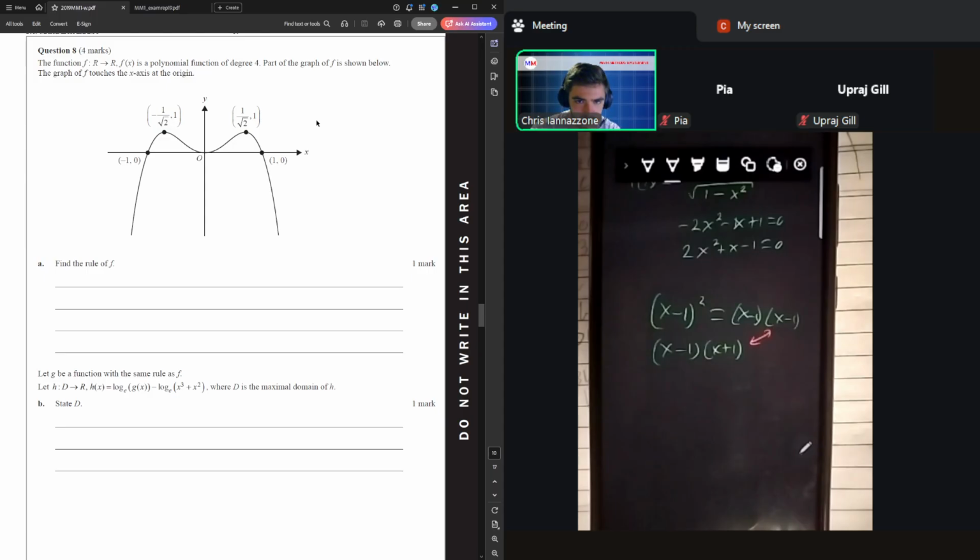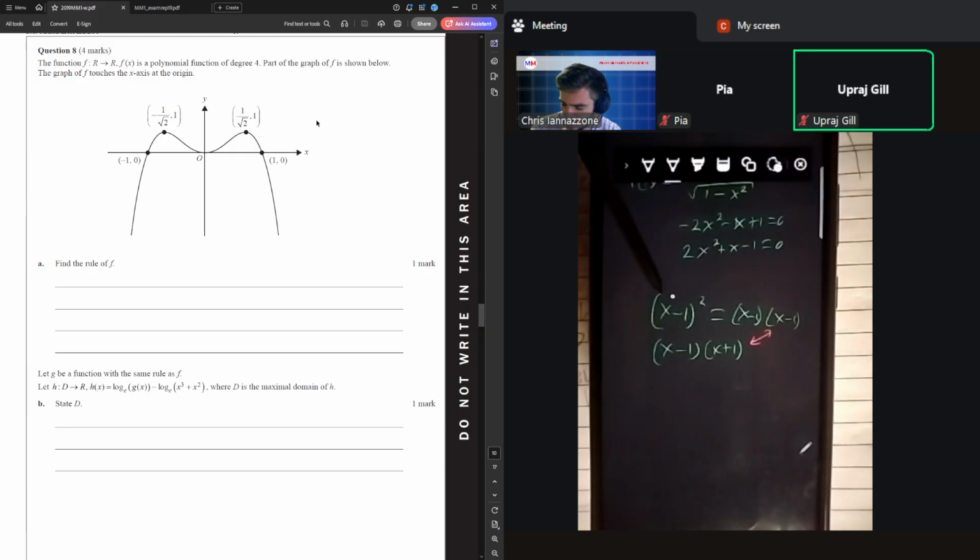Not too sure when you cut out, I don't know how long it takes Zoom to update. Did you catch what I was saying before? No, I think I missed it. I think you missed it. So I think I heard you say x minus 1 squared was the condensed factorized form. Yeah, it's x squared minus 1, isn't it? Yeah, x squared minus 1.